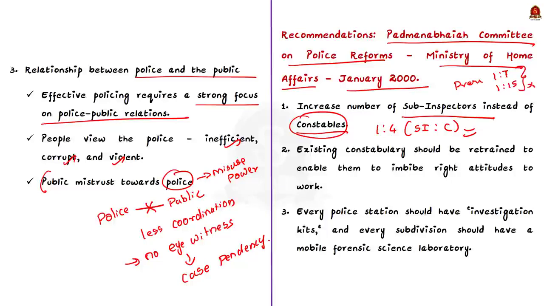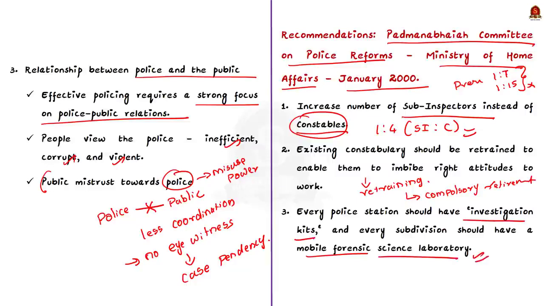They must be retrained to help them build a right attitude. As per the recommendation of Padmanabhaiah Committee, those constables who do not successfully complete the training process should be compulsorily retired. See, this training process will help address the public police mistrust. Finally, according to the report, every police station should have investigation kits and every subdivision should have a mobile forensic science laboratory. This will help improve the investigation process and in turn help reduce case pendency.